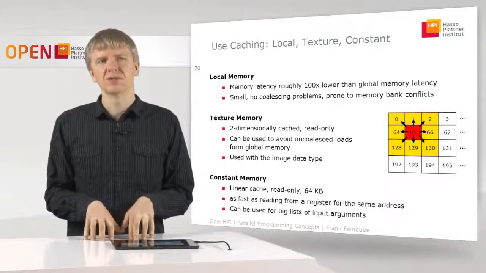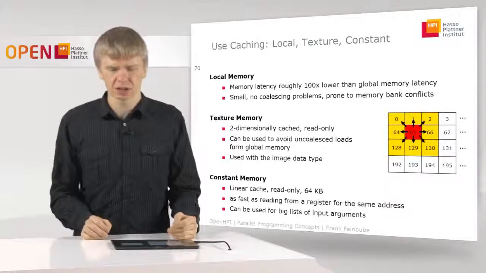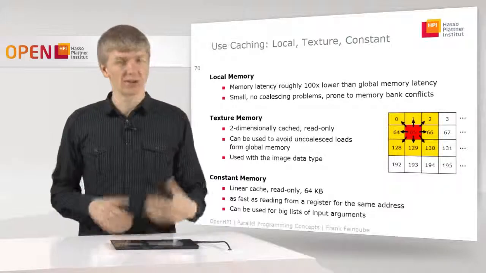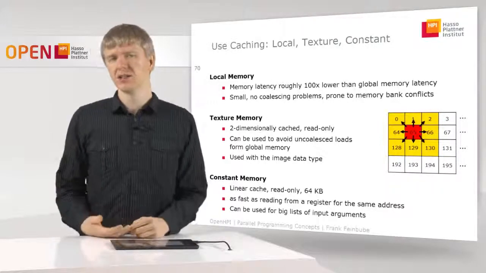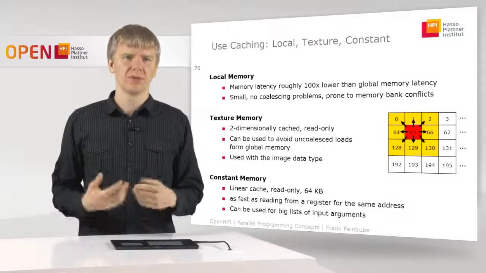In addition to this, we have 2 memories that are interesting. The first is the texture memory, where we have 2-dimensional caching. So if you have a 2-dimensional problem, it's usually a good idea to use texture memory to express your problem.